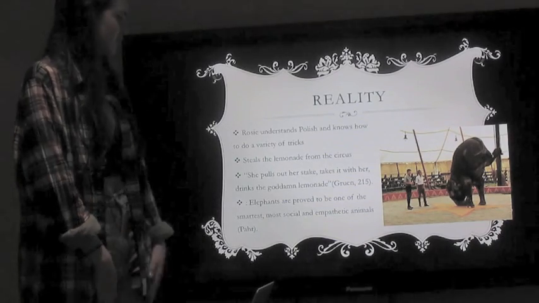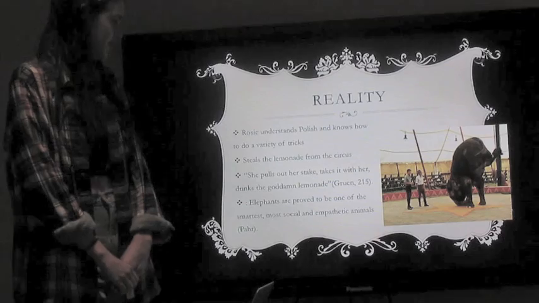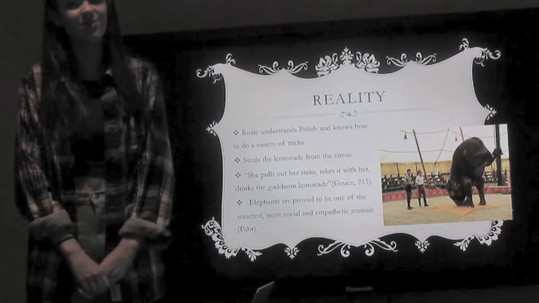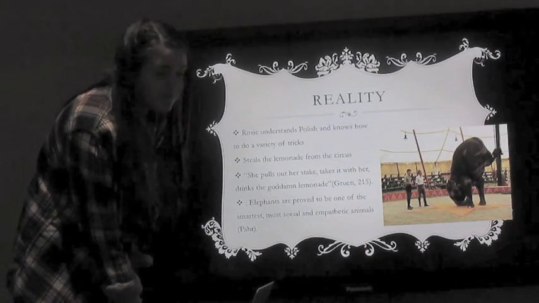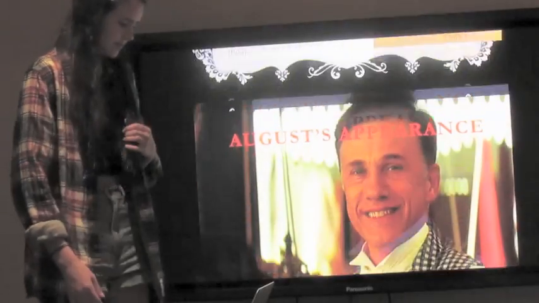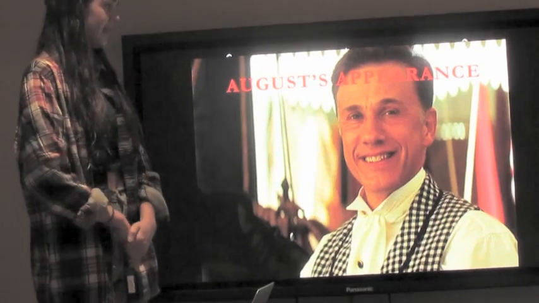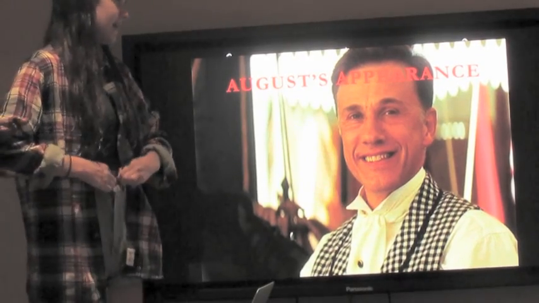Also, from secondary sources, elephants are proved to be one of the smartest, most social, and most empathetic animals. So we can see that, again, Rosie obviously isn't stupid. So another character that proves our thesis is August.